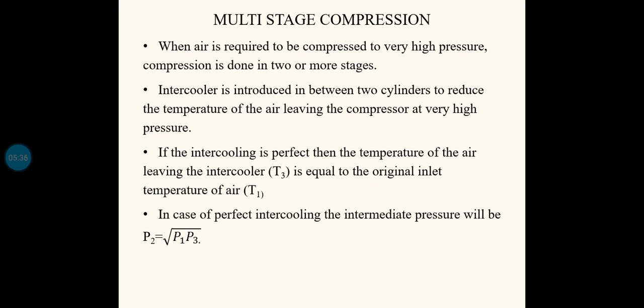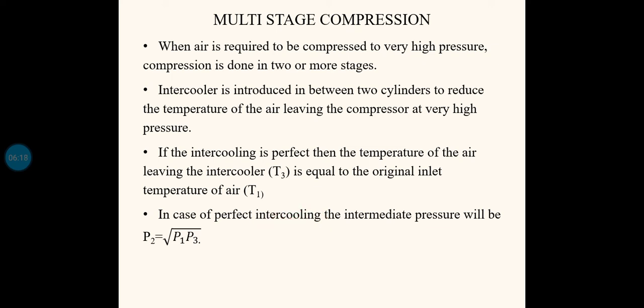Next, in the case of perfect intercooling, the intermediate pressure P2 will be equal to the root of P1 into P3, where P1 is the initial pressure of the air entering the first cylinder and P3 is the final pressure after the second stage compression. This is for two stage compression. If there is three stage compression, then between stages 2 and 3, if the intermediate pressure is P3, then P3 will be equal to the root of P2 into P4. That equation is valid also.